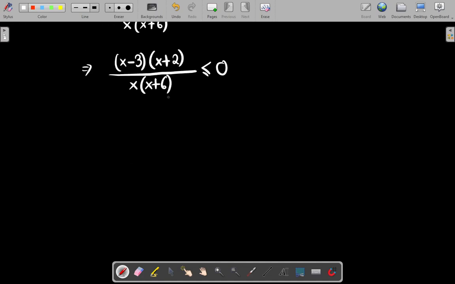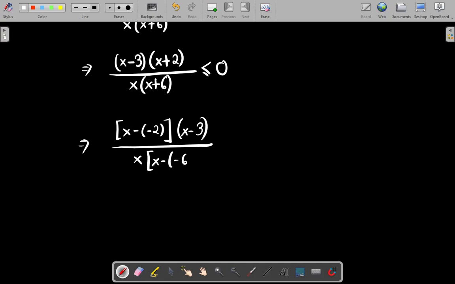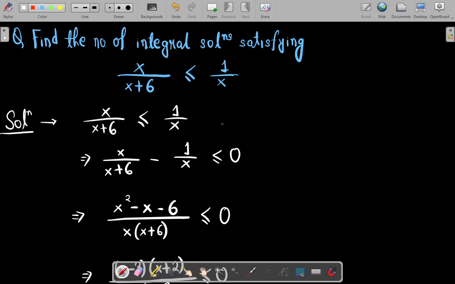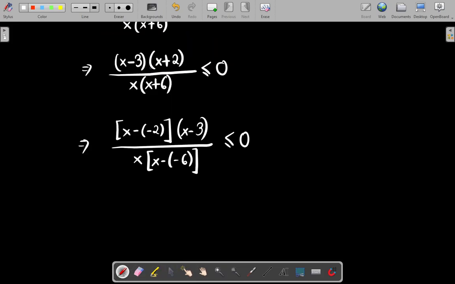If I write it in the standard form, x minus some term in the factors, this will become x minus of minus 2, this x plus 2 term, times x minus 3, and in the denominator it is x times x minus of minus 6, less than or equal to 0, right? After factorizing, let me call this inequality 1.